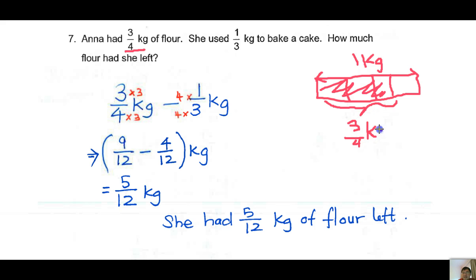Therefore, your answers must come up with this. We are dealing with fractions within a unit of measurement, right? Okay, so over here, 3/4 of a kg and this 1/3 of a kg. The same method, change the denominator to 12. This is 4 times 3 and this is 3 times 4. And once you get this answer, please remember to have the kg. Let us continue.